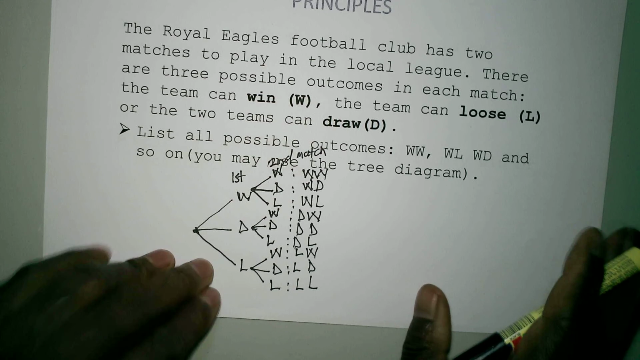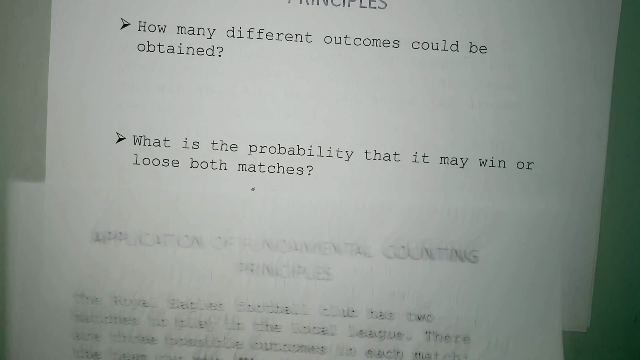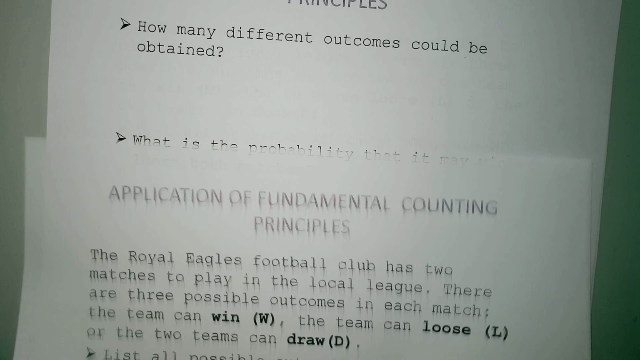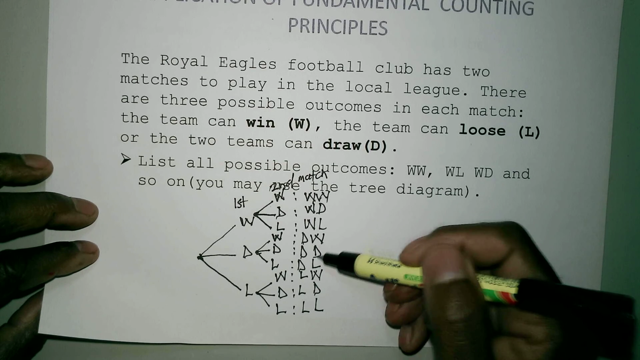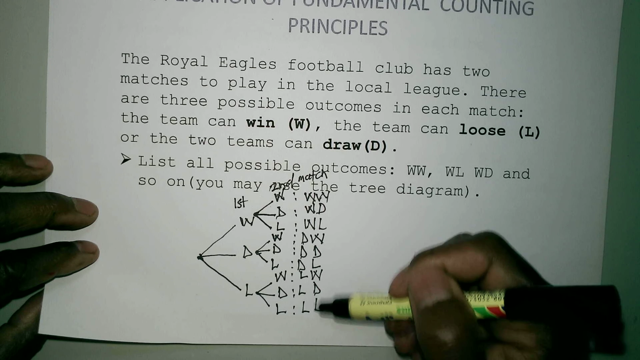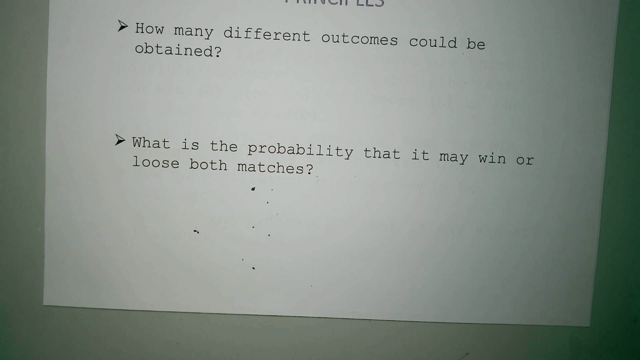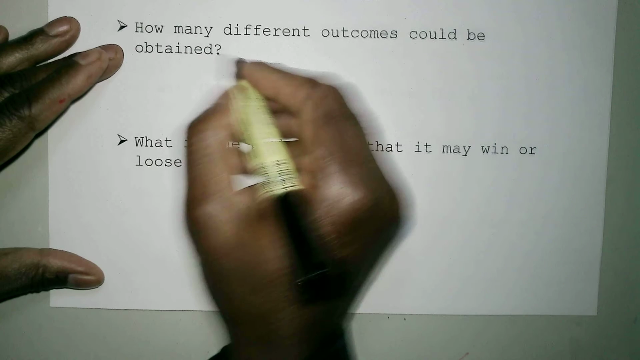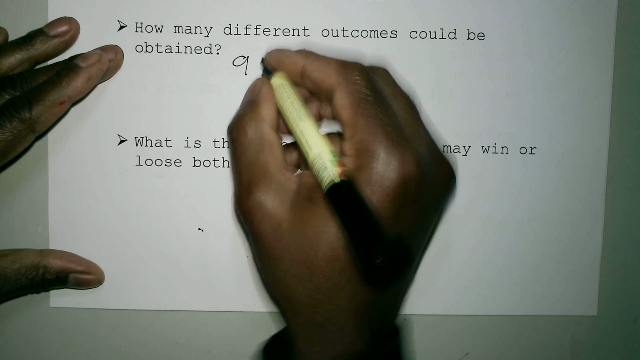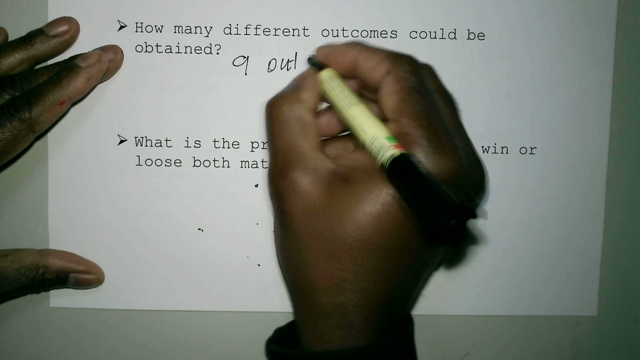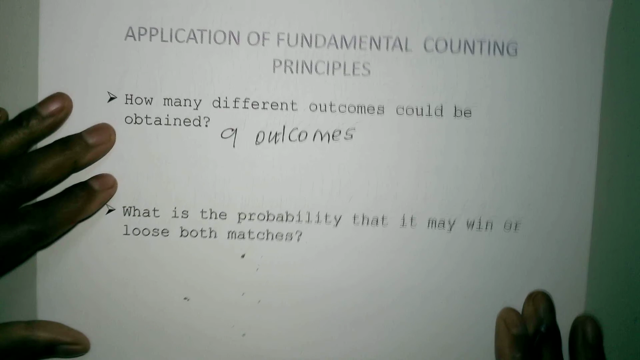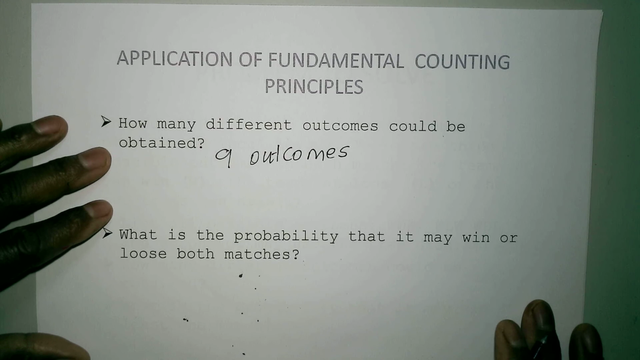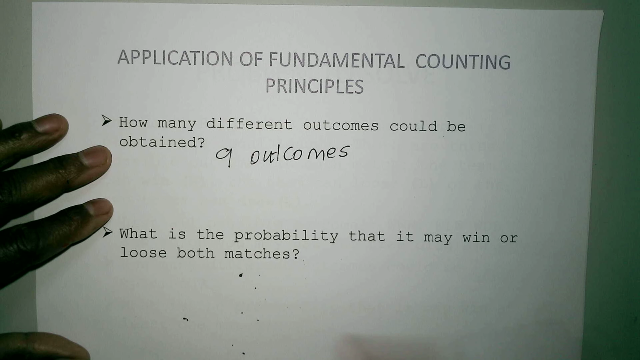Now the question is, how many different outcomes could be obtained? 1, 2, 3, 4, 5, 6, 7, 8, 9. So there are 9 outcomes that can be obtained. Yes, there are 9 outcomes.